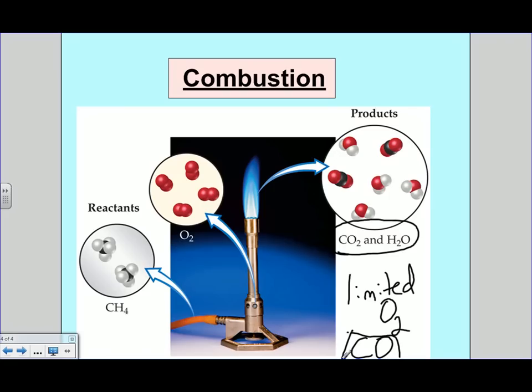So if it's limited oxygen, we'll get carbon monoxide, and if it's very limited oxygen, we'll just get carbon. We won't even get the oxide of the carbon, we'll just get elemental carbon or soot.